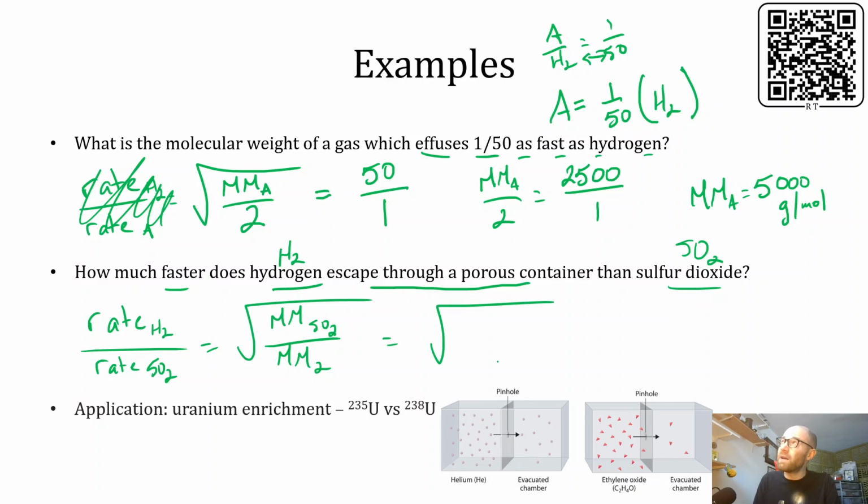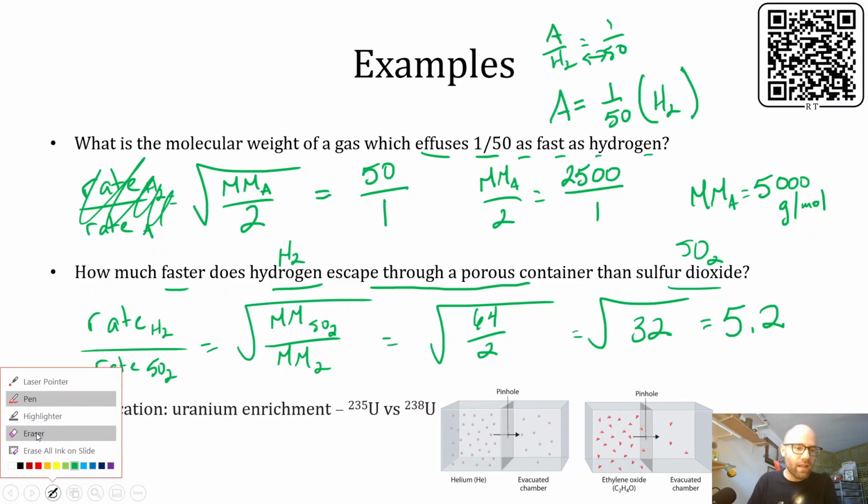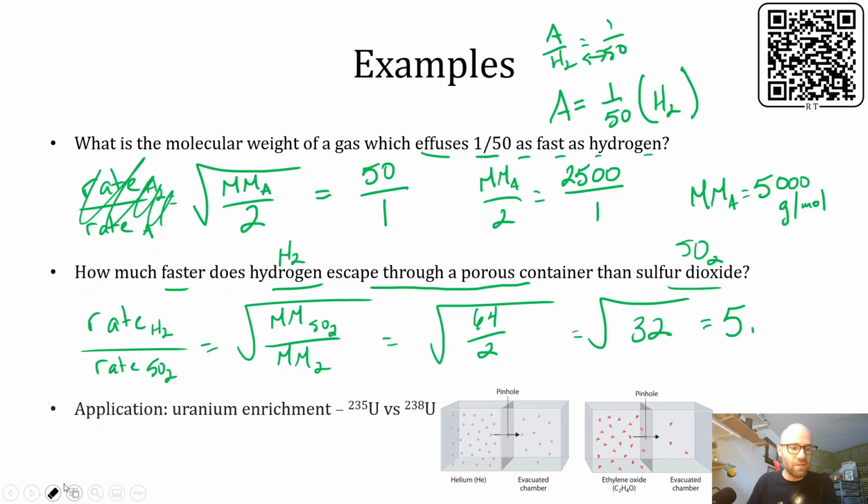So sulfur is about 32, oxygen is about 16 each, so that's 64 over 2, which is the square root of 32, and so that's between 5 and 6. I'll grab a calculator. It's about 5.7. So this tells me that hydrogen will diffuse out about 6 times faster than sulfur dioxide.